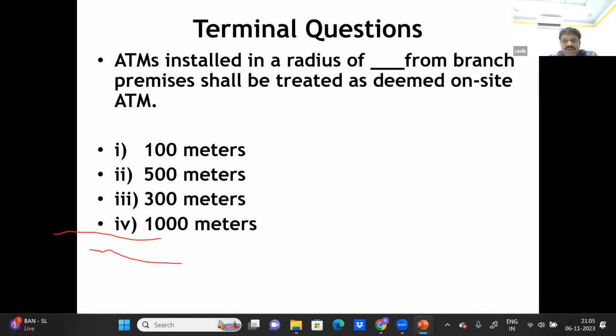ATM installed in a radius of dash meters from branch premises will be read as an on-site ATM.